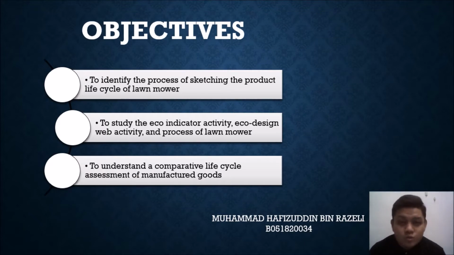Next, we go through the objectives of this project. So, there are three objectives. First, to identify the process of sketching the product life cycle of lawnmower. Next, to study the eco indicator activity, eco design web activity and process of lawnmower. And then, to understand a comparative life cycle assessment of manufactured goods.